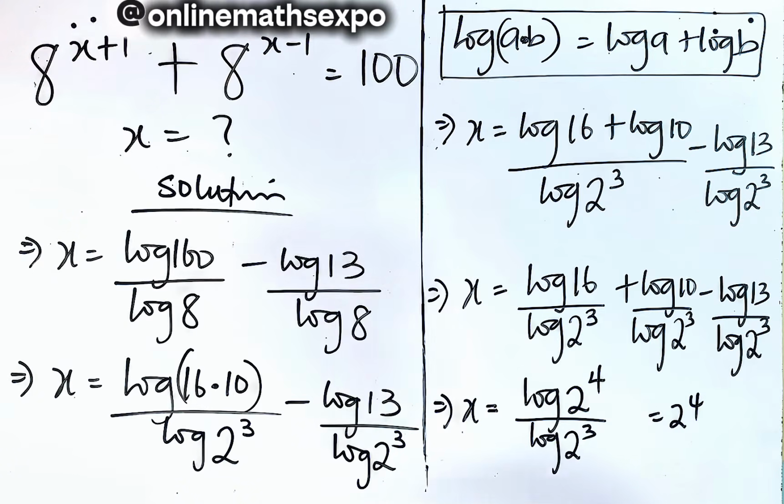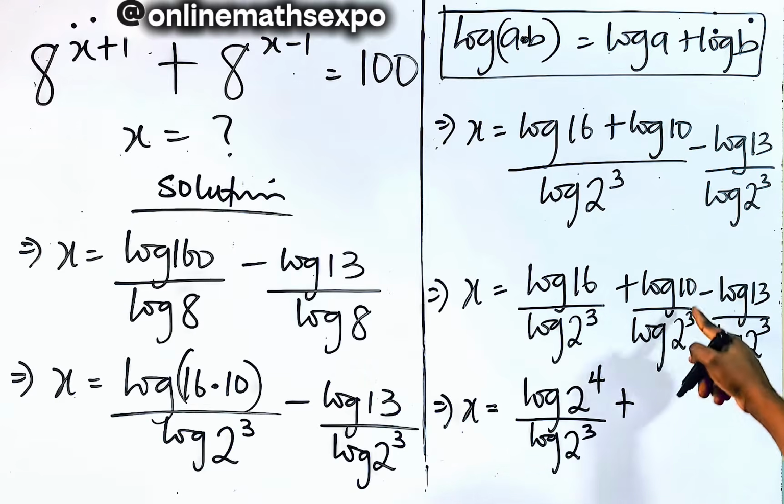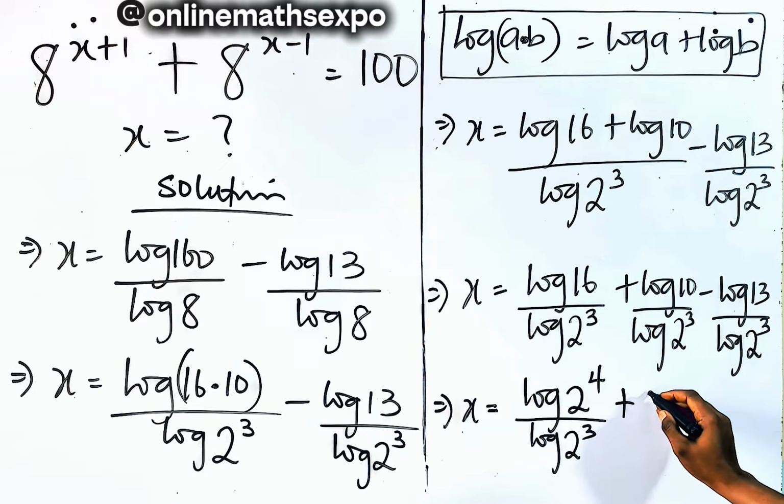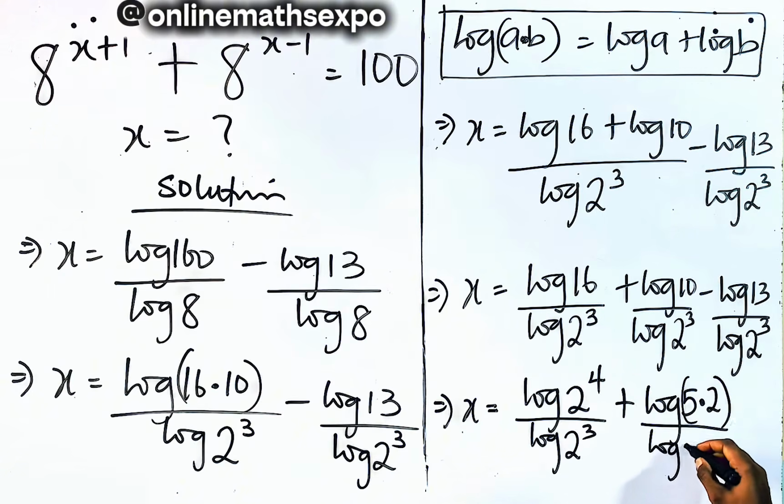Did you see that? Now, also simplify this. This is not simplified yet, this 10. So we know that 10 is the same as 5 multiplied by 2. So this is the same as log of 5 multiplied by 2 divided by log of 2 to the third power, then minus log of 13 divided by log of 2 to the third power.